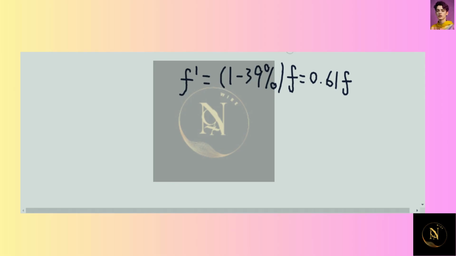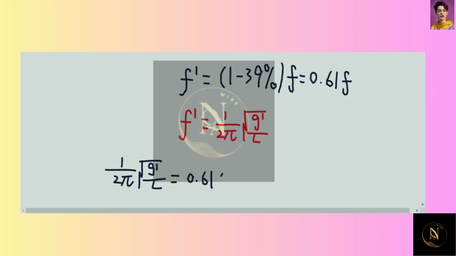And we also know that the new frequency can be equal to 1/2π times the square root of the new acceleration of gravity on Mars, g', over L. So therefore, we can set up the equation: 1/2π times the square root of g' over L is equal to 0.61 times 1/2π times the square root of g over L. As you can tell, 1/2π and 1/2π can be cancelled out, and L and L can be cancelled out.